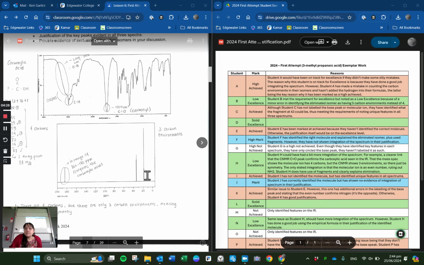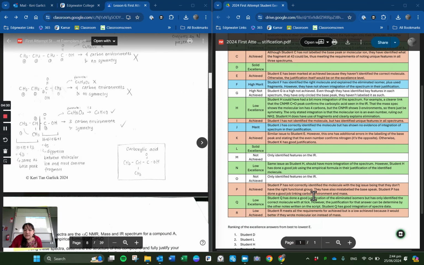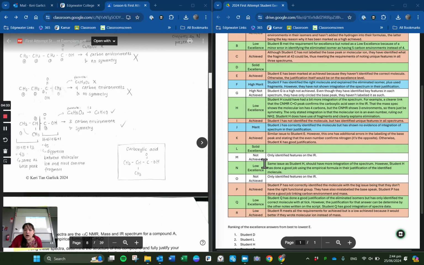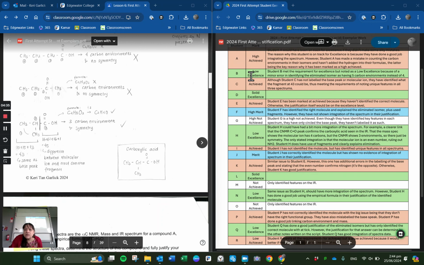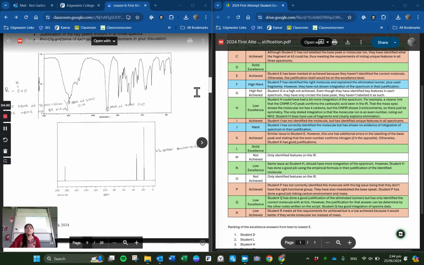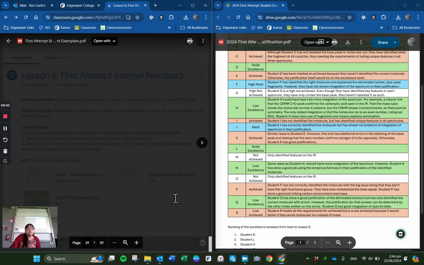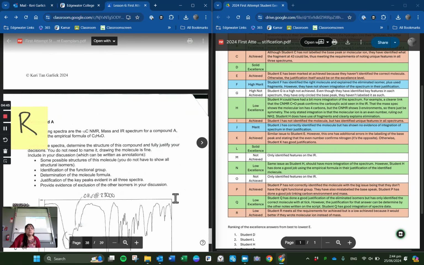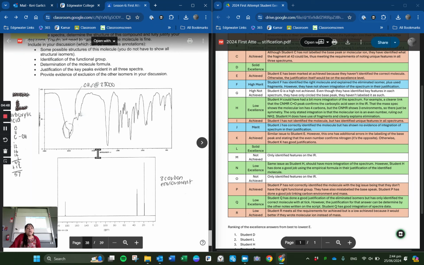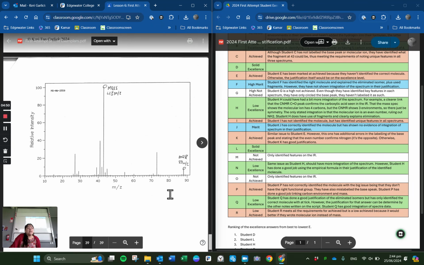Trying to see where the low achieved one was. Is there B? That's low excellence. I'm looking for a low achieved. I think there was only one, that was R. Okay, so R, labeled, labeled and labeled. I didn't really like how it was labeled as mass instead of molecular ion, but you know the mass of the compound based on the molecular ion, so I was willing to let it go for low achieved.